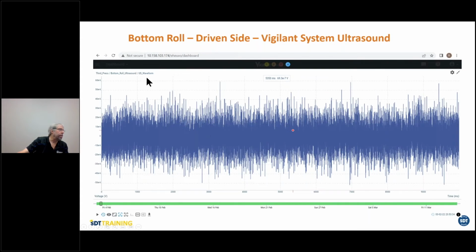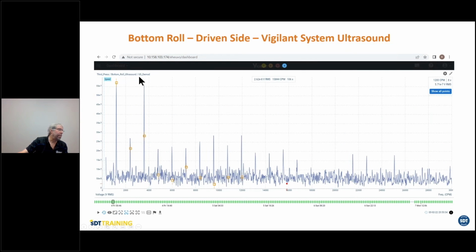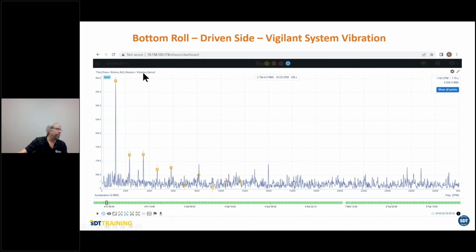Then with the Vigilance, we have the ultrasound waveform also. That was in the UAS3, now it's in the Vigilance. Vigilance gives us the same information as our UAS3 software. And of course, here's the vibration. No, this is the ultrasound signal, I'm sorry. And of course, the next one is going to be vibration demodulation.